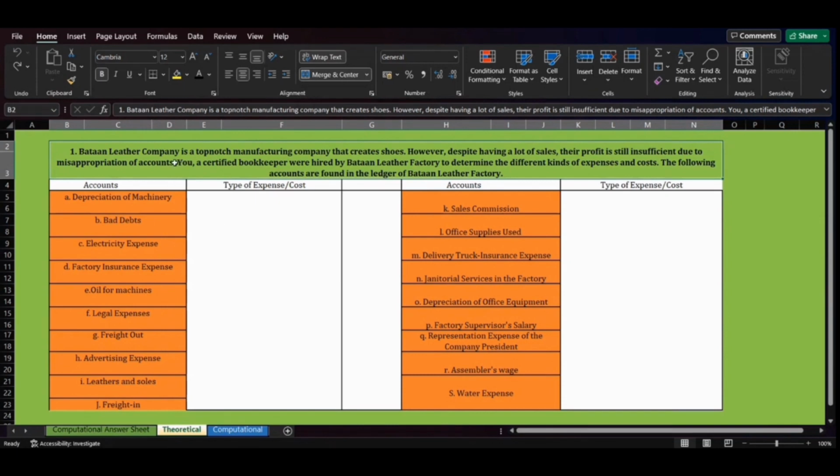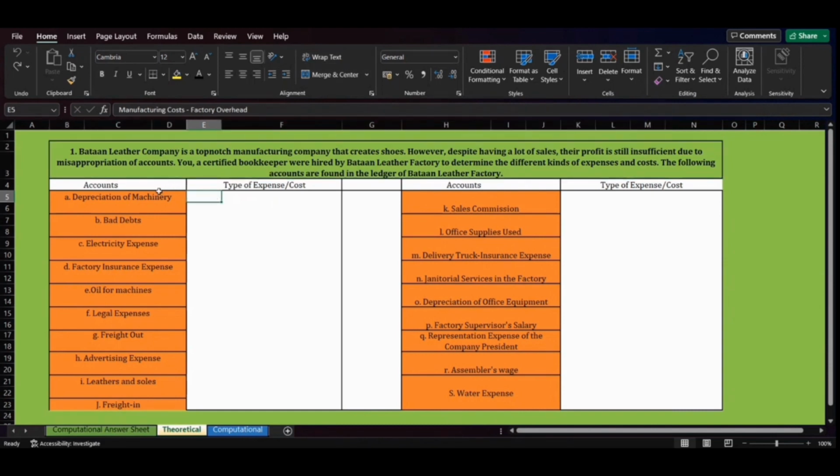So, Bataan Leather Company is a top-notch manufacturing company that creates shoes. However, despite having a lot of sales, their profit is still insufficient due to misappropriation of accounts. You, a certified bookkeeper, were hired by Bataan Leather Factory to determine the different kinds of expenses and costs. The following accounts are found in the ledger of Bataan Leather Factory.